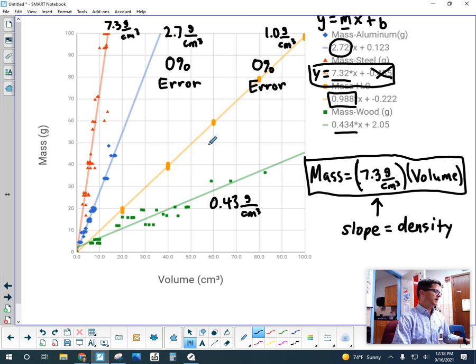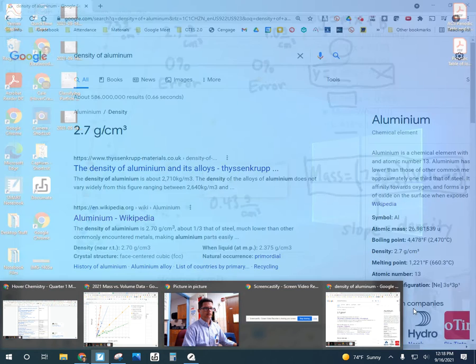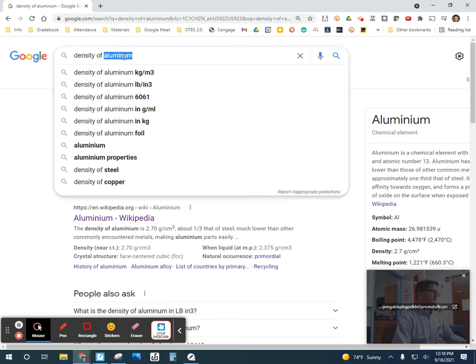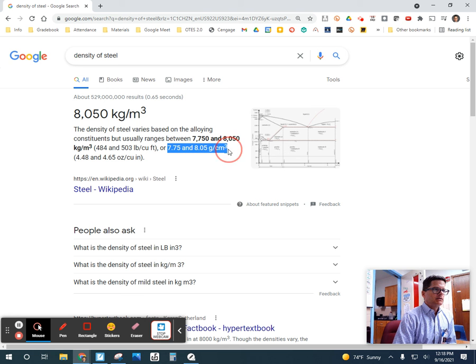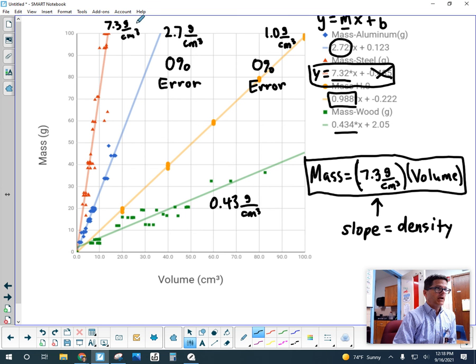But we can get an idea, again, go ahead and just Google it, see if we're in the ballpark. So let's do density of steel. And we get a range. So this says a range between 7.75 and 8.05. And again, it's not going to be an exact number. Steel is not a pure substance. Steel is not on the periodic table. It is not an element. It is a mixture. So again, I'm thinking that's pretty good, right? We're around 7. It said 7 or 8 is what we would expect.